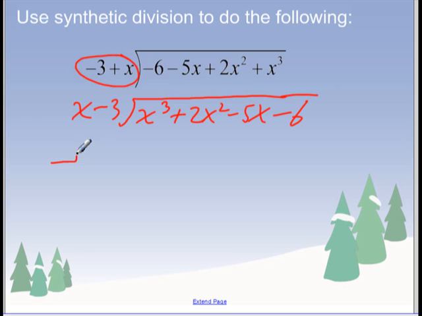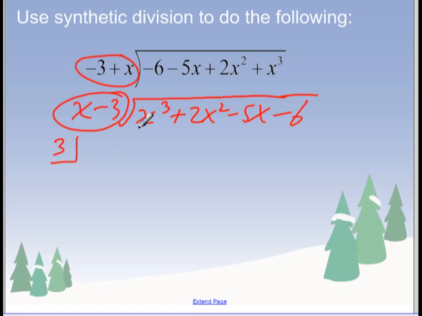So we start off by making a little box, and I always remember this as x box. The x goes in the box. In other words, the x that would make this expression 0 is what goes in the box. So x minus 3 is a possible factor, so the x goes in the box. In this case, that's 3. So again, if x minus 3 was a factor, what would your x equal? So that's where that 3 comes from.